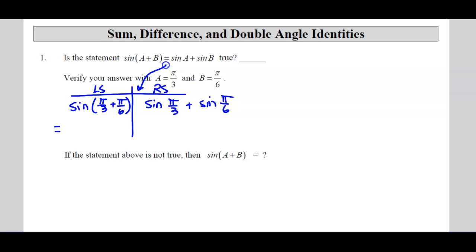So you can't forget about your trig ratios of special angles in this part of trig, part 2. You've got to know those special angles and what the ratios are. Cannot forget about them.